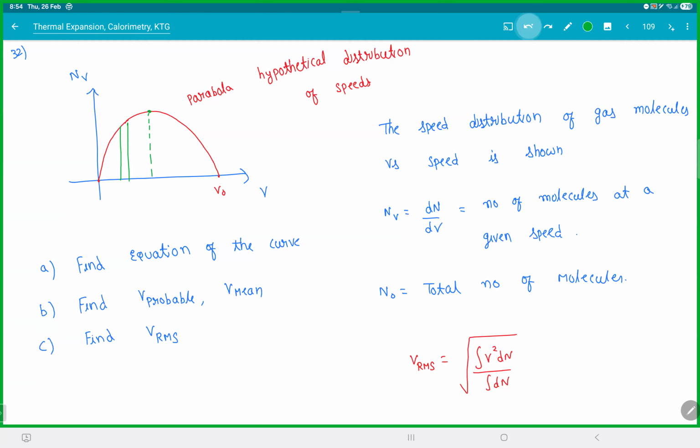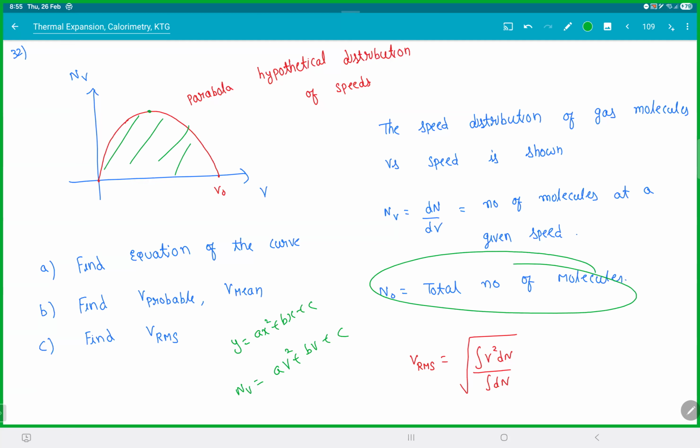And how to get the equation, everyone, start with this. y is equal to ax square plus bx plus c. Or if you know any better way of finding an equation, figure it out. What is y? N_V. What is x? V. So a V square plus b V plus c. We have three constants. When V is 0, N_V is 0. When V is V naught, N_V is this thing. And the area under the curve is N naught. There you have three equations and three variables. You can figure out a, b, and c. The area under this curve, which is integral N_V dV, must be equal to N naught. That's the total number of molecules.